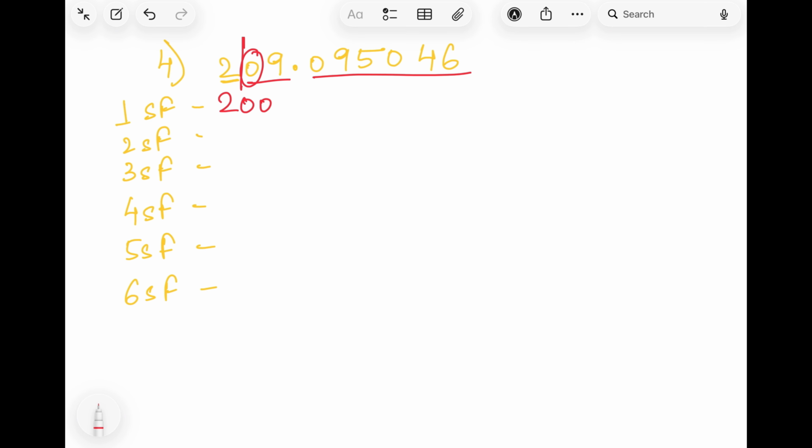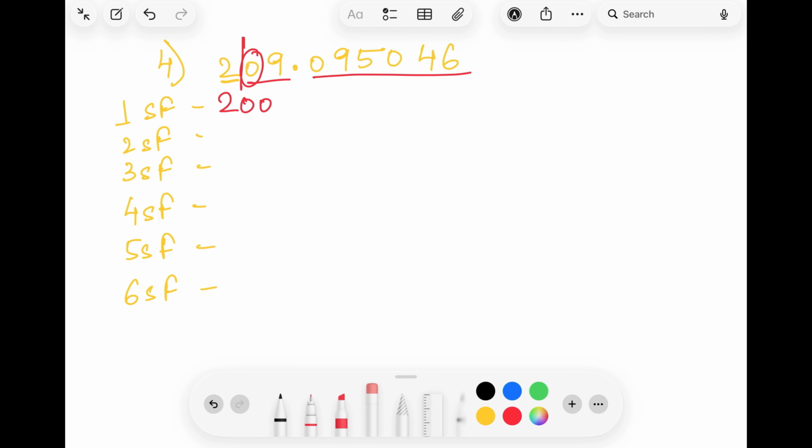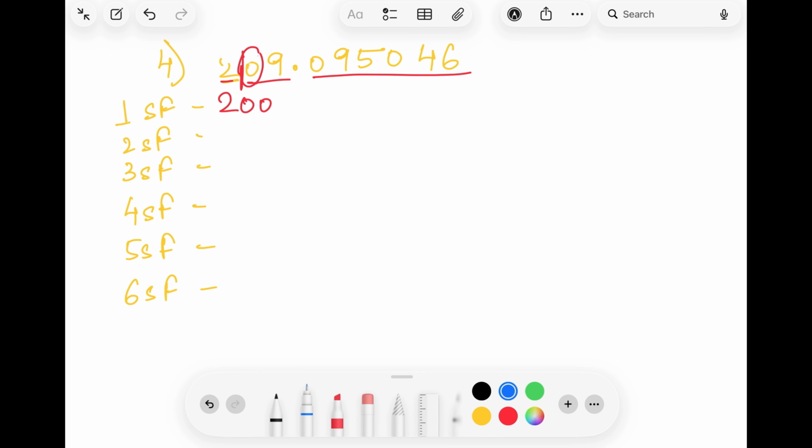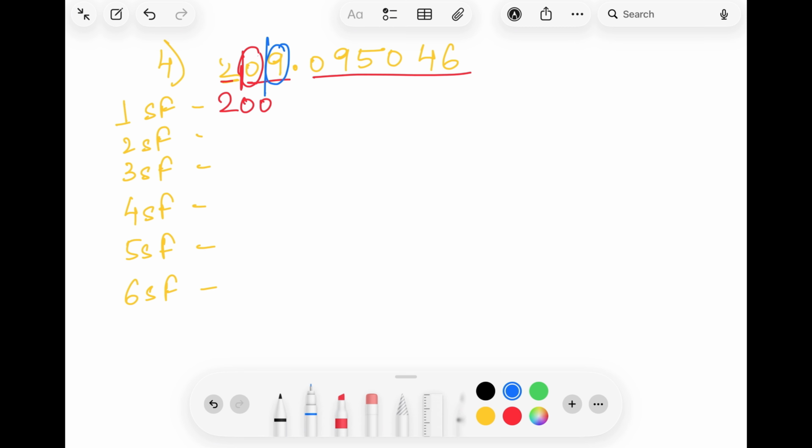Okay, now second one. We will start with the second significant figure, right? This was for the first one. Now what we will do? Two significant figures, that means first and second. So now our line will be, I'll just change the color so that you understand. Second significant figure is here. So now we will check the number after the second significant figure, that is 9. That is more than 5. So we will add 1 to the previous number. So this becomes 2, 1, and the number after the line becomes 0.